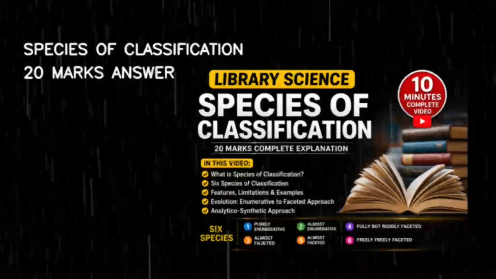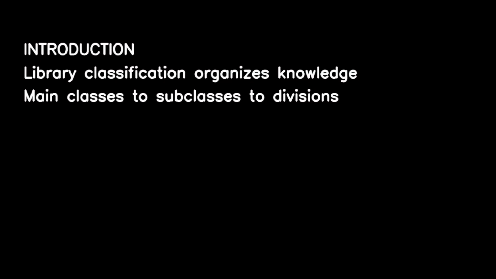Hey guys, in today's video, we'll clearly understand one of the most important theoretical topics, species of classification. This is a 20 mark question, so we will cover definition, explanation, types, features, limitations, and examples, everything in a simple way. Library classification is the process of arranging books and information sources in a systematic order based on their subject. It divides the entire universe of knowledge into main classes, subclasses, and further divisions.